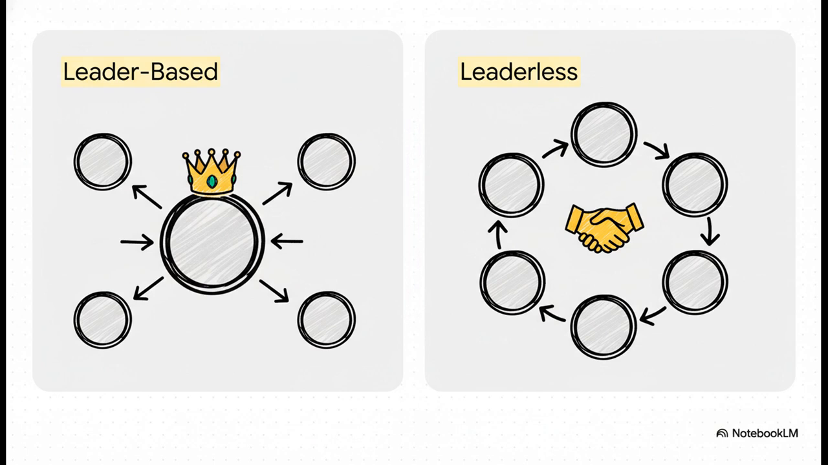This choice prioritizes consistency. The alternative is leaderless replication, used by Weaviate, where any copy can take an update. This prioritizes high availability, basically making sure the system is always online.